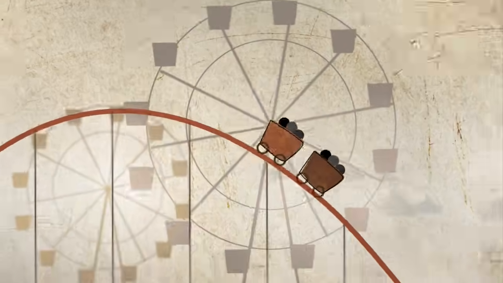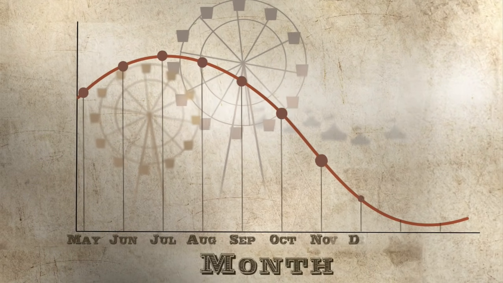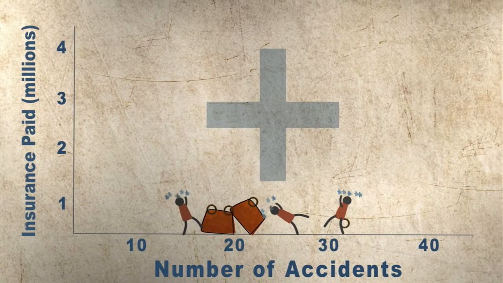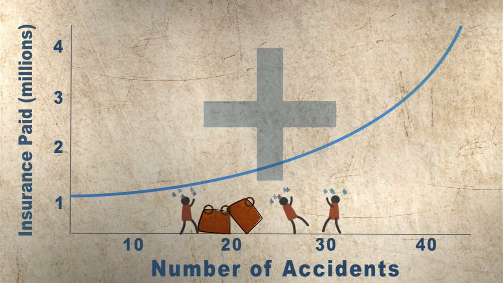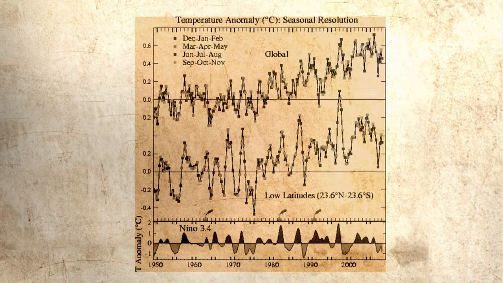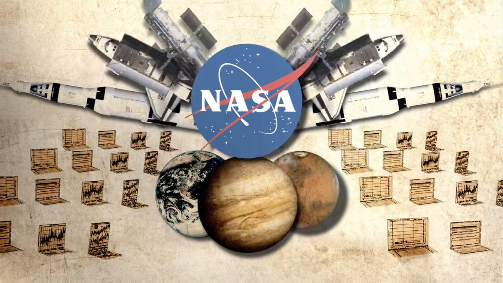Graphs are used every day to see relationships. Everything from ticket sales to insurance claims. If you want to see how one thing relates to another, you can probably use a graph. And believe it or not, NASA has graphs for just about everything. So what's the big secret?